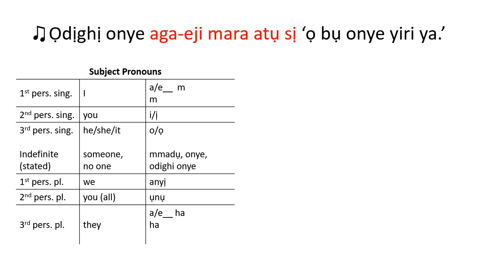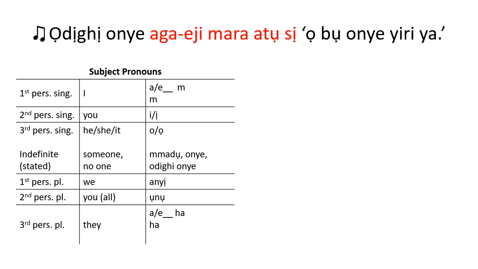The pronoun you is e or a. The pronouns he, she, and it are o or ọ. The pronoun we is anyị, which is unchanged from previous discussions. The pronoun you all is unu, that's also unchanged. And the pronoun they has two forms: ha, like we discussed previously, or with a prefix like I, but followed by ha.